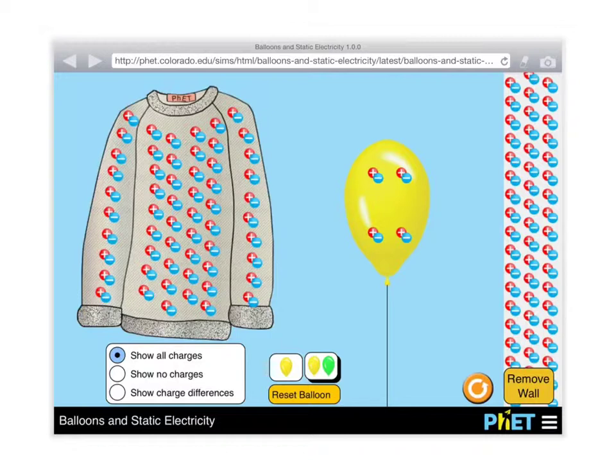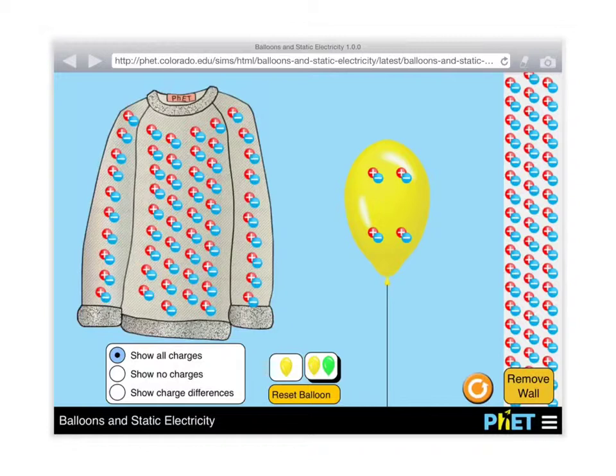Or, actually, no, that's not true. It's called protons. We'll talk about this in a second. But if you let go of the balloon, what's going to happen? Doink. Let's pull it off the wall a little bit. Let go. Doink.